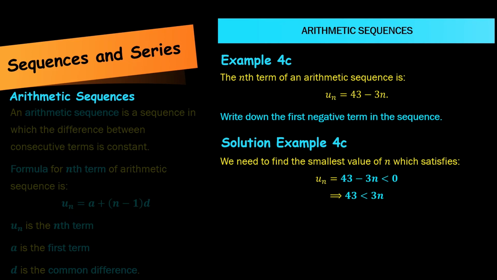Rearranging this gives us 43 is less than 3 times n, which implies that n is greater than 43 over 3. In other words, n must be greater than 14.3. In other words, we have that n is equal to 15 because this is the smallest whole value which is bigger than 14.3.